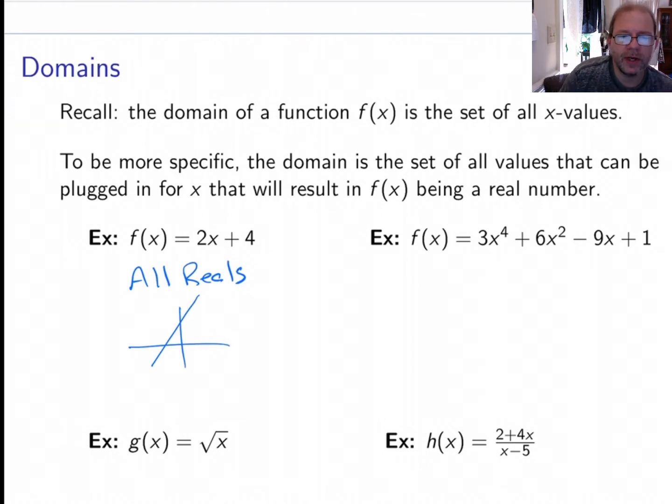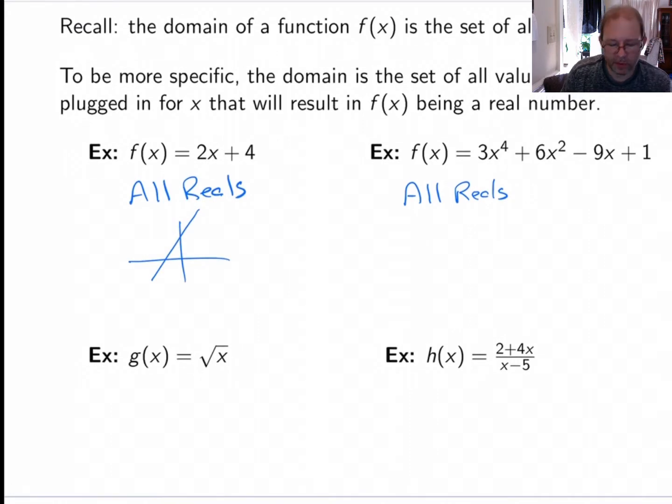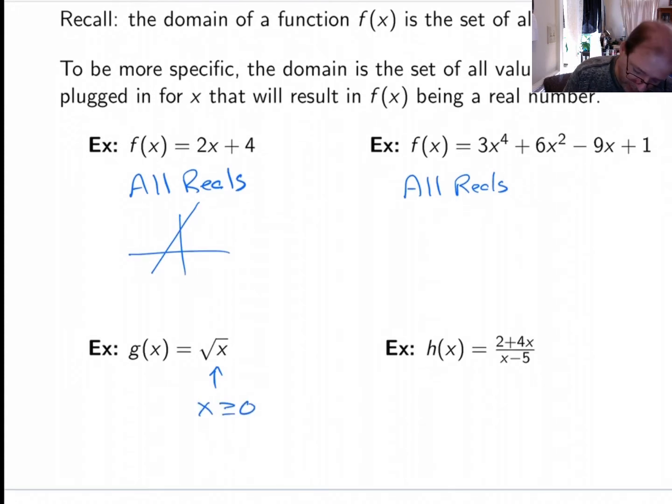This next one, 3x to the fourth plus 6x squared minus 9x plus 1, that domain is also all reals. You can plug in any value you want for x, and you're not going to have any problems. These other two are a little more interesting, though. For g of x equals the square root of x, we know that if you take the square root of a number, if you want to get a real value out of it, x has to be at least 0. Can't be negative. So for the domain of this, we would say it's everything from 0 to infinity.